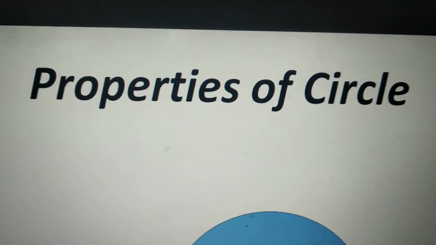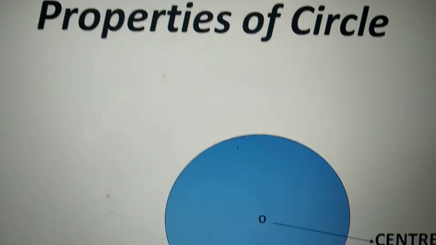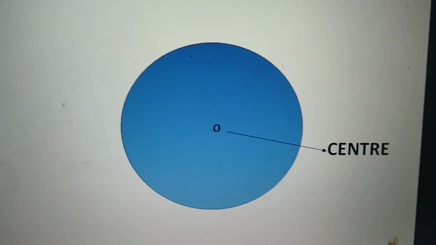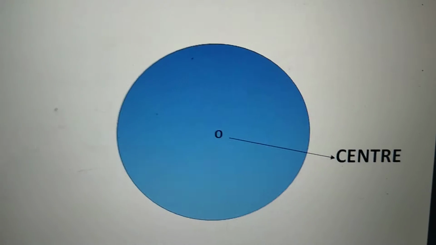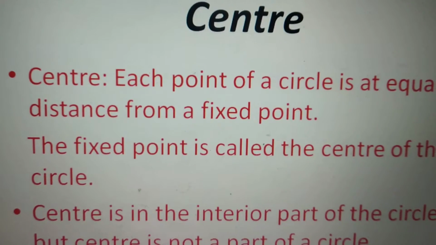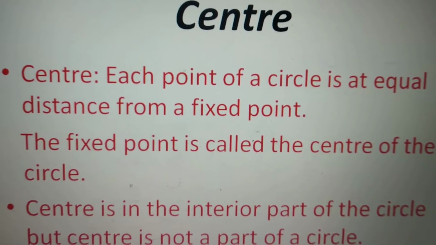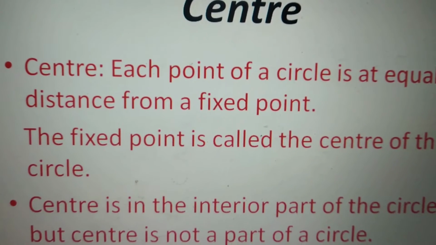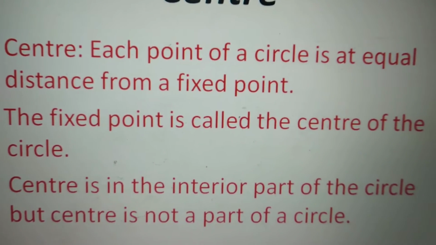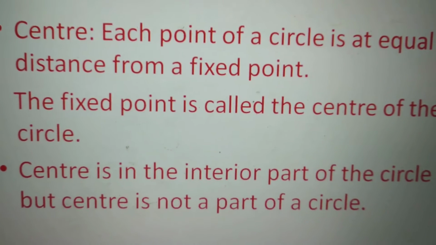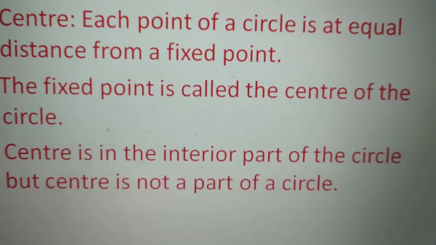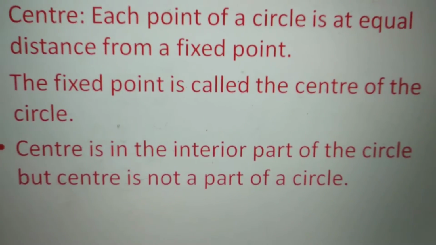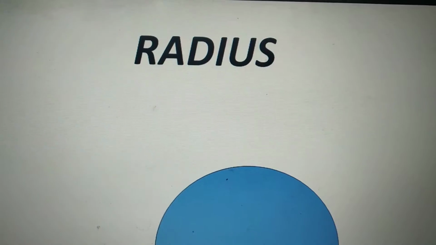Now we will study the properties of circle. O demarks center of the circle. Each point of a circle is at equidistance from a fixed point. The fixed point is called the center of the circle. Center is in the interior of the circle, but center is not a part of circle.